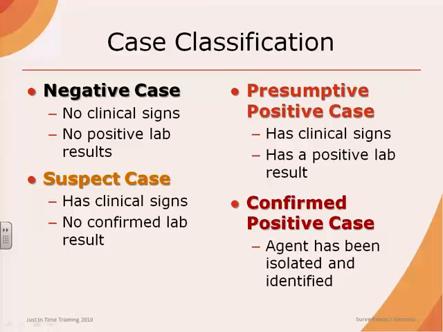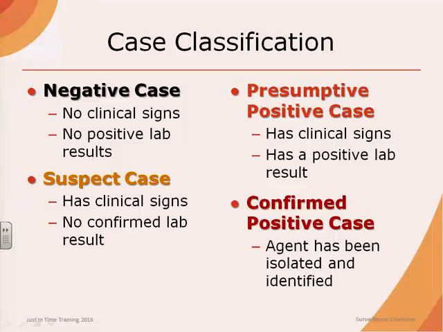Cases are classified depending on specific criteria, which represents increasing levels of certainty of the disease or pathogen's presence. Case classifications include negative, suspect, presumptive positive, and confirmed positive. A negative case will be an animal that does not show any clinical signs consistent with the disease and has no positive laboratory results. A suspect case is an animal that has clinical signs consistent with the disease, but at the time, no confirmed laboratory result.